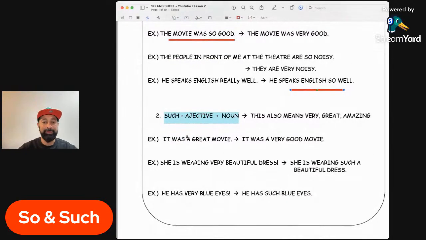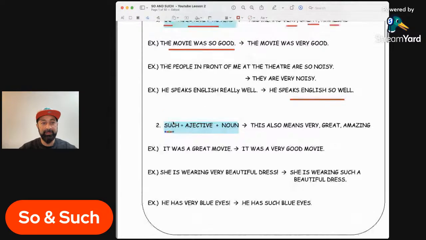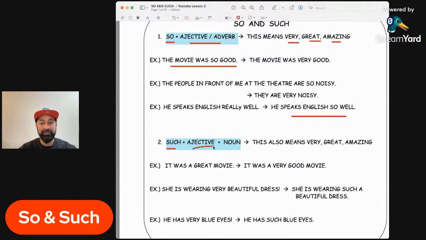Now, if you look at number 2, such is a little bit different. We also use an adjective, but we also will include a noun. So such is going to be such, adjective, and a noun. So instead of saying it was a great movie, or it was a very good movie, what I could say in this situation is I could say it was such a good movie.